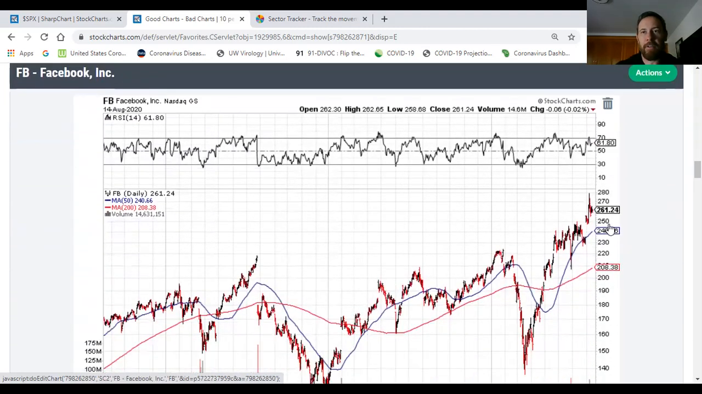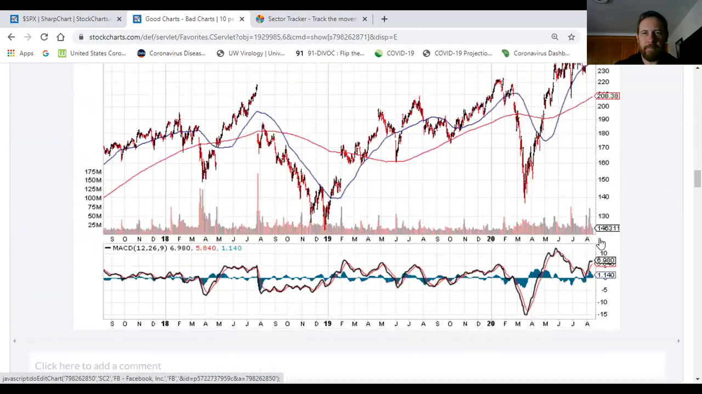Facebook has shrugged off congressional inquiries and a boycott, but their stock's near all-time highs. This is a nice bull market chart. It's a little stretched here though.